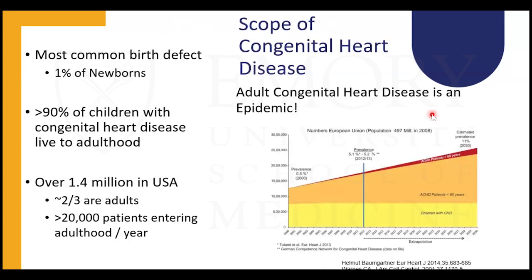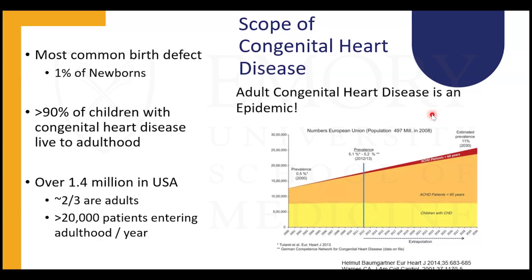If we look at the scope of congenital heart disease, it really is becoming an epidemic across the globe. Congenital heart disease is the most common birth defect, with 1% of newborns born with congenital heart disease. It used to be, in the 1950s, that about 10% of children born with congenital heart disease would make it to adulthood. And now in this modern era, it's expected that greater than 90%, even with complex congenital heart disease, will make it to adulthood. In the United States, there are over 1.4 million people with congenital heart disease. About 2/3 are now adults, and we have about 20,000 patients entering adulthood per year.